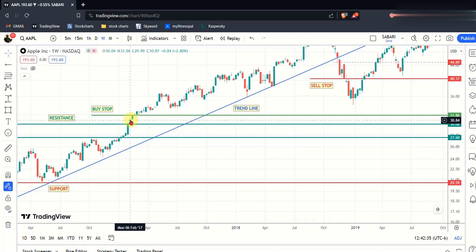What happens if price closes twice above the resistance line? I'll buy this stop. The system, whatever the system it is, will automatically place a buy order. The buy order will be at the market price, which is termed as purchasing at market price.